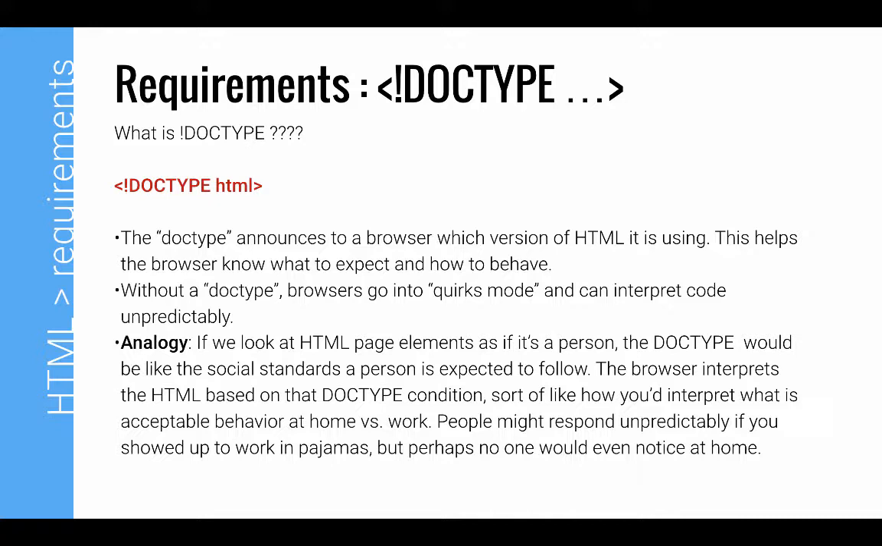I like to sometimes use an analogy when it comes to the required parts of an HTML page, because I think it helps some students really visualize and understand better what the different parts do. If you were to look at the entire HTML document as like a whole person, the doc type would be sort of like the social standards that a person is expected to follow. The browser interprets the HTML based on that doc type condition, sort of like how you would interpret what's acceptable behavior at home versus work. There are certain standards that people expect you to live up to at work versus at your house. People might respond really unpredictably and not well if you showed up to work in your pajamas or half naked or something, but perhaps nobody at your house would even notice that because you're at home and that's supposed to be allowed, right?